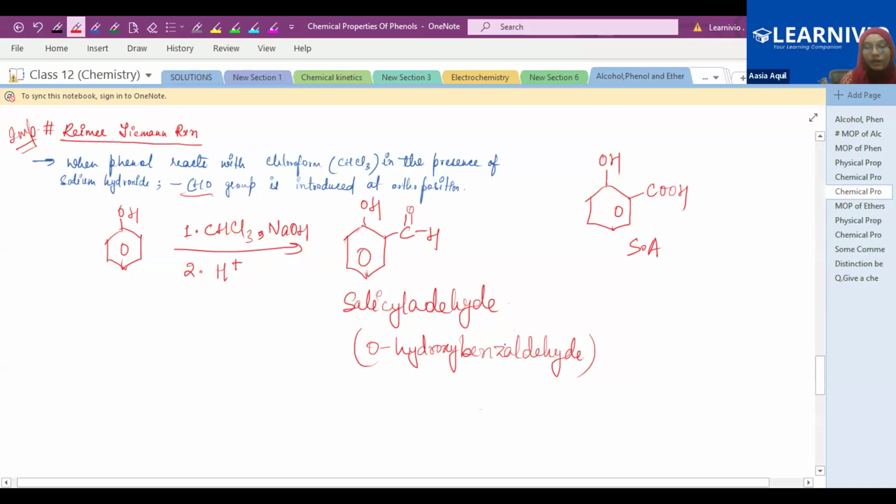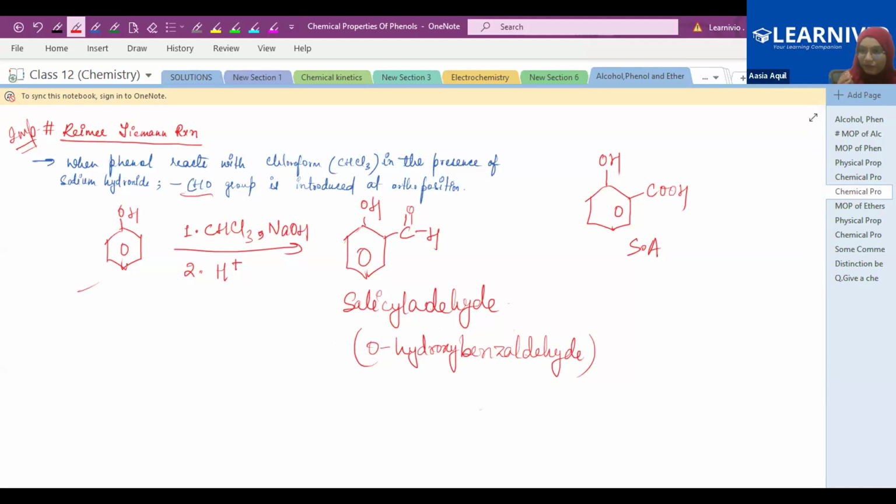And in your exam, from this topic, which type of question can come? Either they can give the direct name, what is Reimer-Tiemann reaction, or sometimes they will ask how you will convert phenol to salicylaldehyde, or how you will convert phenol to ortho-hydroxybenzaldehyde. They can also give 2-hydroxybenzaldehyde, both are the same.